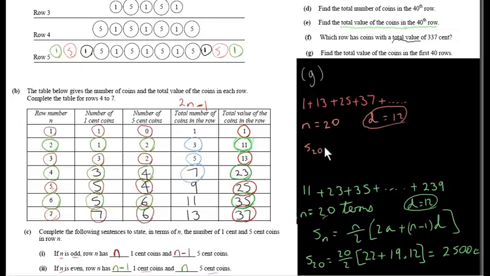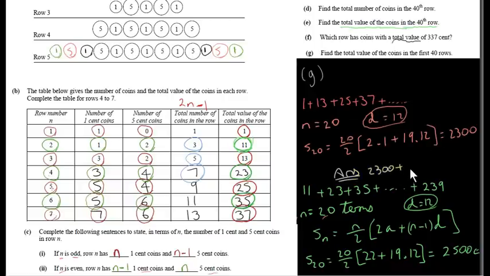So we want S20. So we have 20 over 2 into 2a, where a, the first term in this case, is 1, plus 20 minus 1, which is 19, times d, which is 12. Calculating this, we get 2,300. So now we can write down the answer. The answer is 2,300 plus 2,500. So the total value of the coins in the 40 rows is 4,800 cents, which is 48 euros.